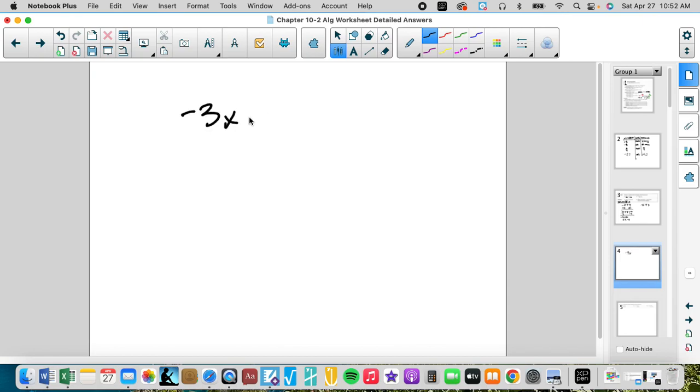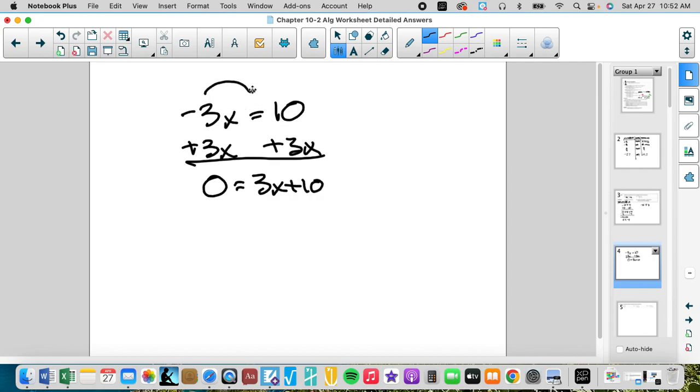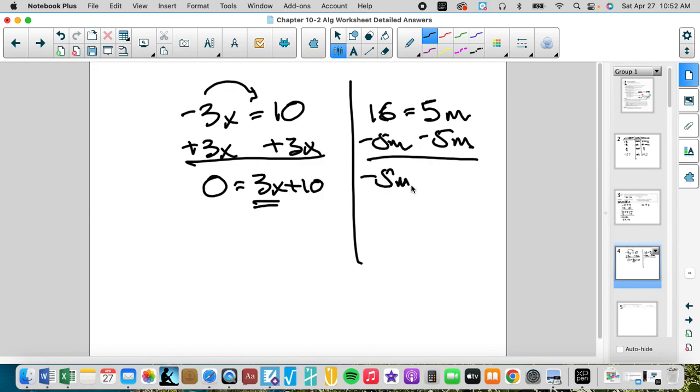If you have negative 3x equals 10, if we add 3x, it now becomes positive 3x. So when we moved it across the equal sign, we changed its sign. If we did it the other way, if you had 16 equals 5m, if we subtract 5m, if we move it across the equal sign, notice it went from positive to negative. So whenever we change the sign of a coefficient, all we're really doing is moving it across the equal sign, and we know that changes its sign. And that works for inequalities also.